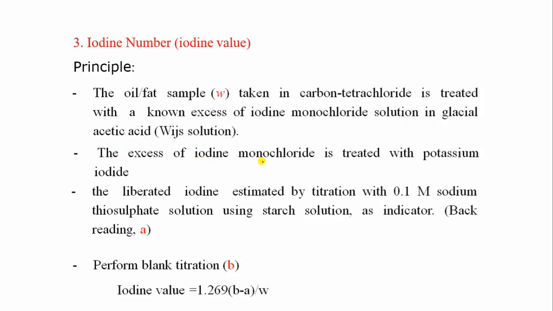The excess of iodine monochloride is treated with potassium iodide. The liberated iodine is estimated by titrating with 0.1 molar sodium thiosulfate solution using starch solution as an indicator, and it's a back reading. We have to perform a blank reading with the same procedure without sample, and it will be calculated by this equation: 1.269 into (blank minus back reading) divided by weight of sample.